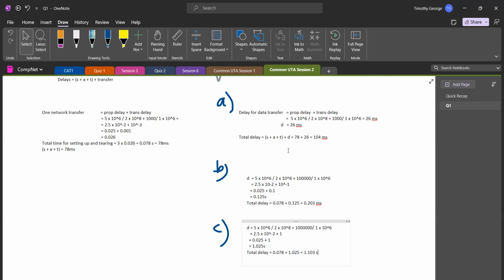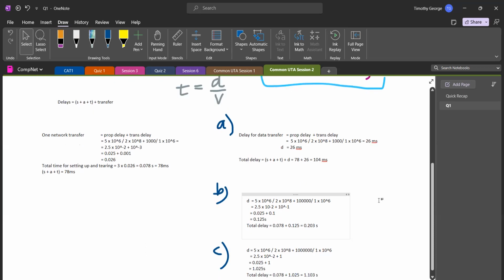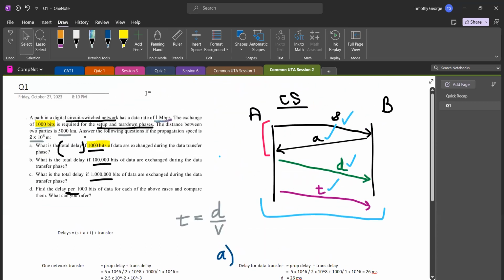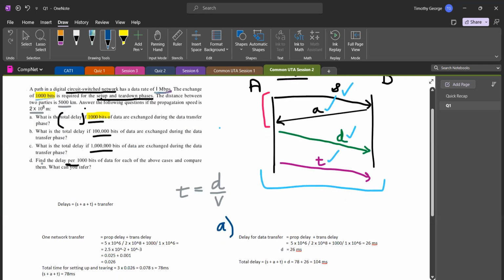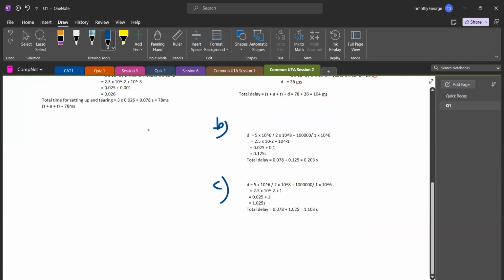Okay, so this was also seconds, not milliseconds. That is our answers for the first 3 parts. Now the final subpart is: find the delay per 1000 bits of data for each of the above cases and compare them. What do you infer? So we're asked per 1000 bits. How will you solve this?